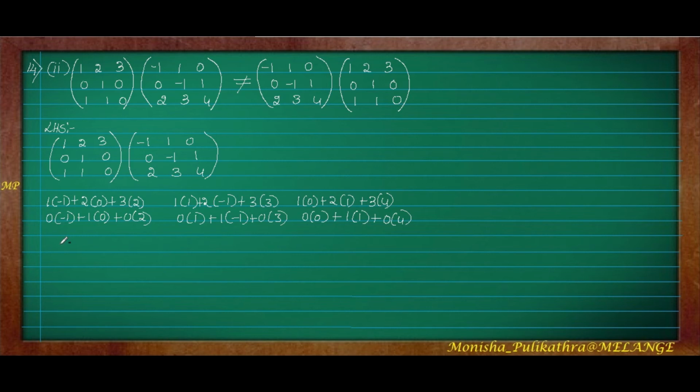So moving on to the third row. So it is 1 into minus 1 plus 1 into 0 plus 0 into 2. That is third row with the second column. 1 into 1 plus 1 into minus 1 plus 0 into 3. Next is third row with the third column. 1 into 0 plus 1 into 1 plus 0 into 4.